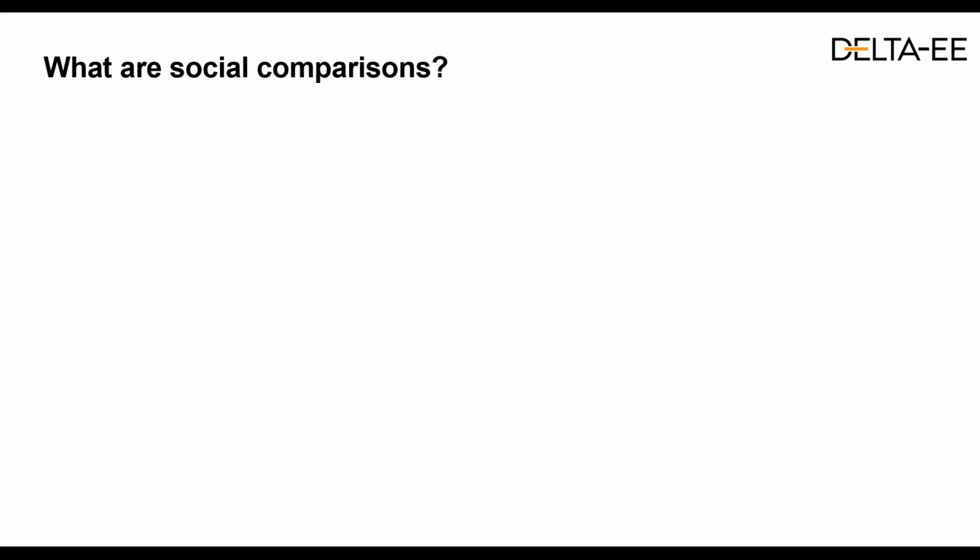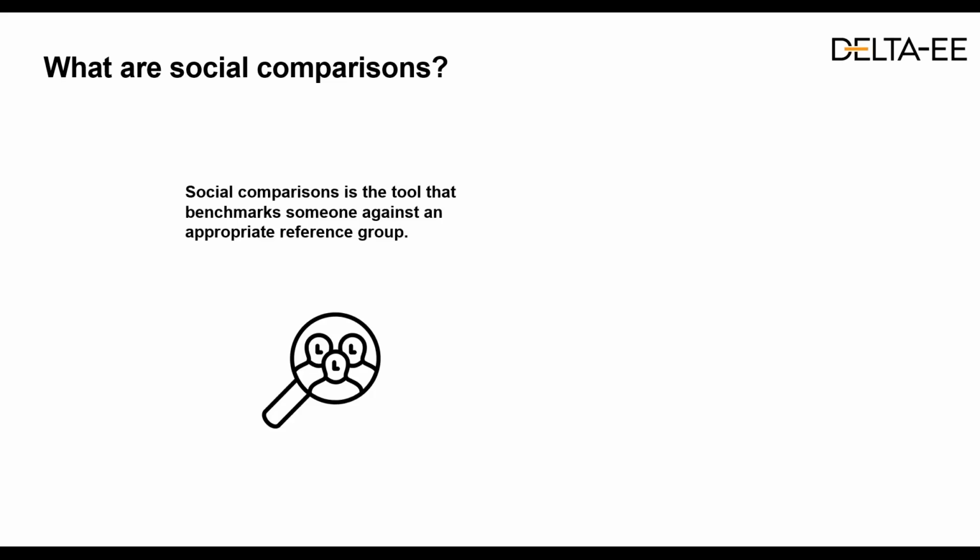Thanks for the introduction, David. We're going to start with the definition of social comparison. So what are social comparisons? In general, social comparison is a tool that benchmarks someone against a reference group of people. So it compares you with another group of people.